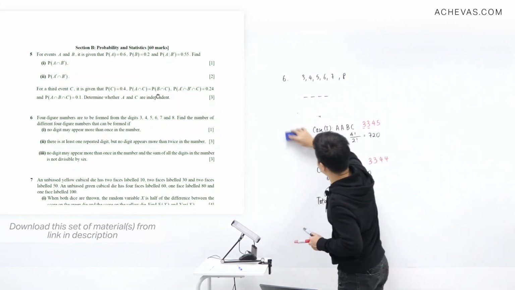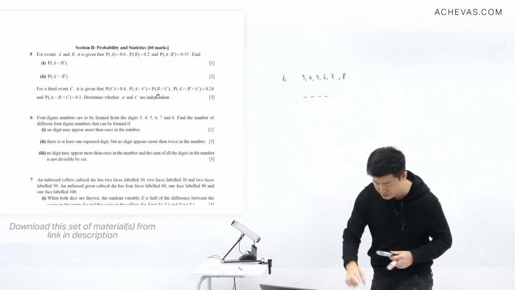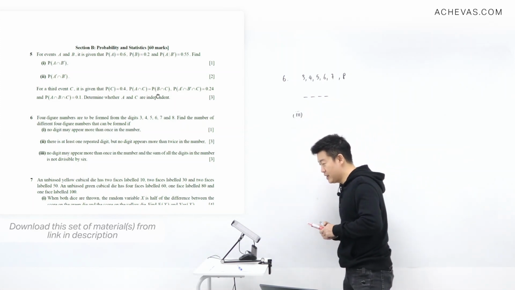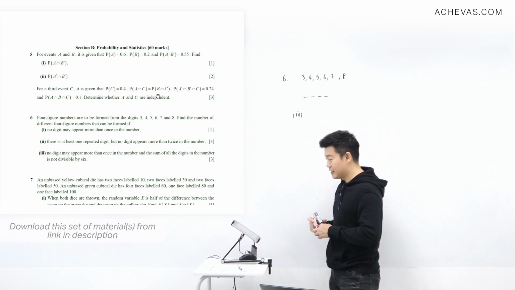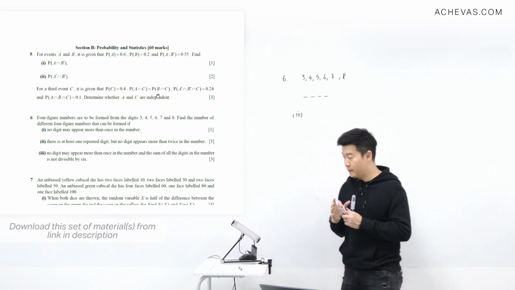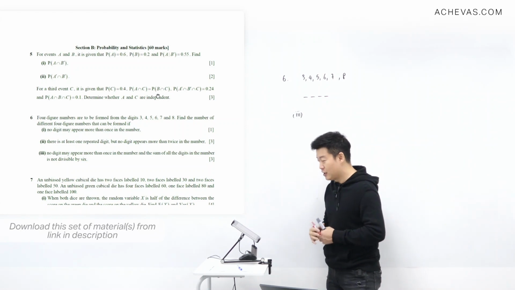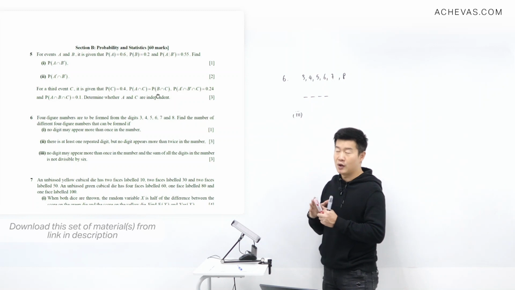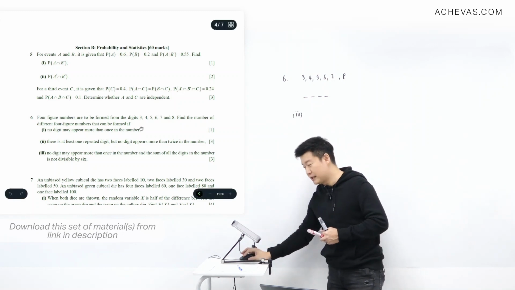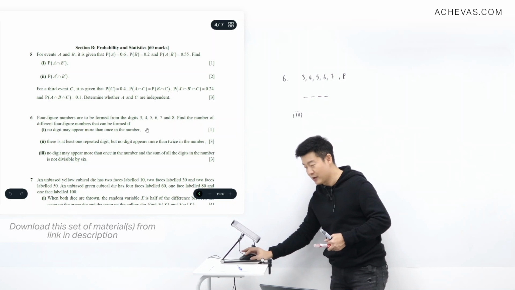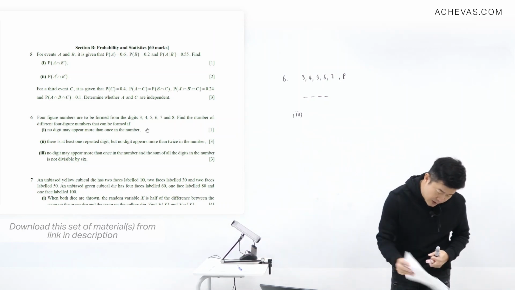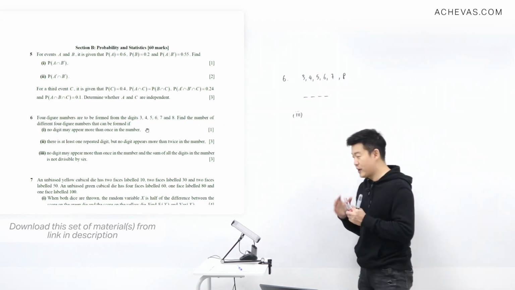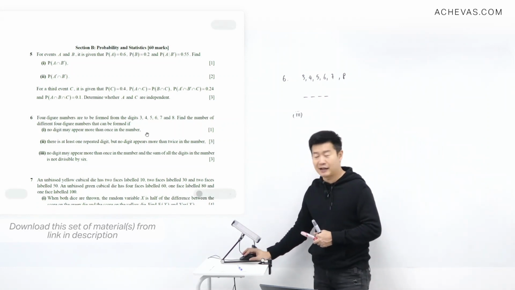Let's take a look at part 3 together. According to the question for part 3, we are looking at a 4-figure number such that no digit may appear more than once in the number. So if no digit appears more than once, we actually have the answer already from part 1, where we got 360. But then the question added another condition.